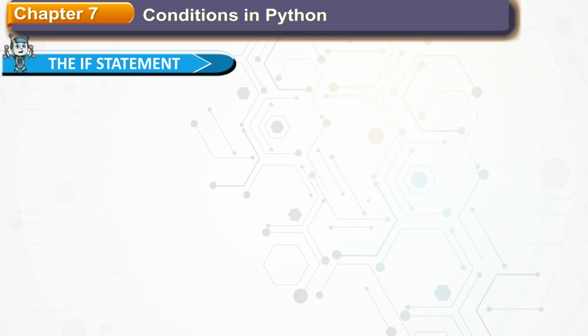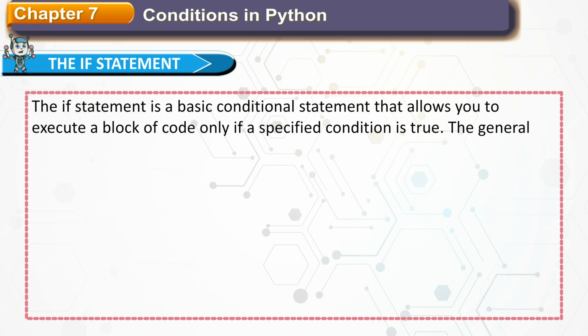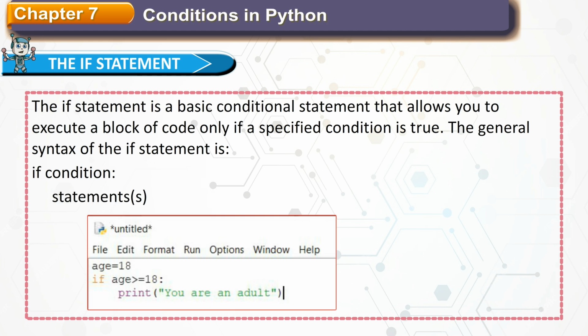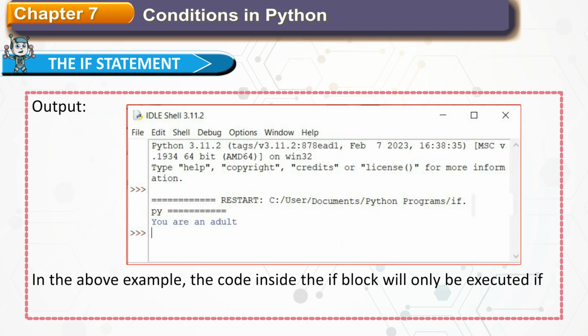The if statement. The if statement is a basic conditional statement that allows you to execute a block of code only if a specified condition is true. The general syntax of the if statement is: if condition: statements. Start. If statement. Condition. True. Body of if. End. False. Output. In the above example, the code inside the if block will only be executed if the condition age is equal to 18 is true.